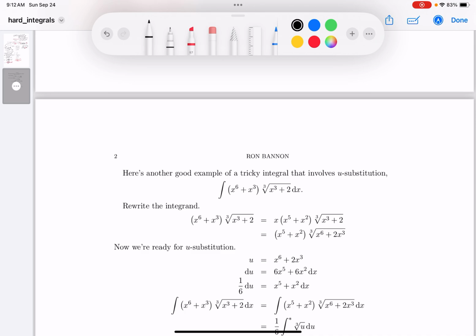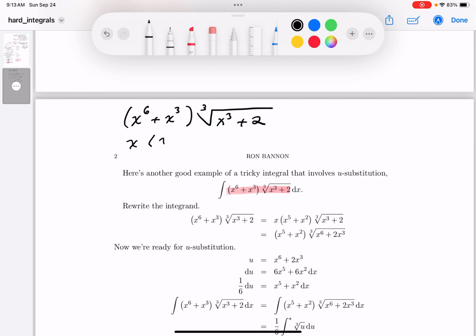And the way I'm going to do that is, let's take a look. So I'm going to take this whole thing, which is x^6 plus x cubed, and that's going to be the cube root of x cubed plus 2, all right? I'm just doing the integrand at this point. That's all I'm doing. And what I'm going to do is take an x from it.